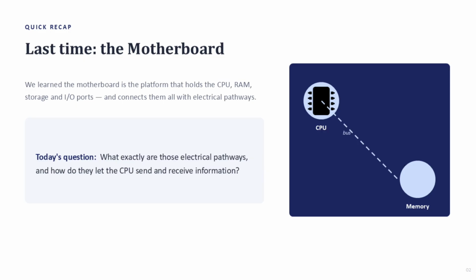So, today's question is, what are the electrical pathways that carry this information? How does the CPU tell memory exactly where to look? How does the actual data travel? Who decides when data should be transferred? The answer to all these questions is the computer bus. Today's lesson is all about understanding this communication system. Once you understand buses, you will have a much clearer picture of how the CPU interacts with the rest of the computer. Let's see what exactly a bus is.